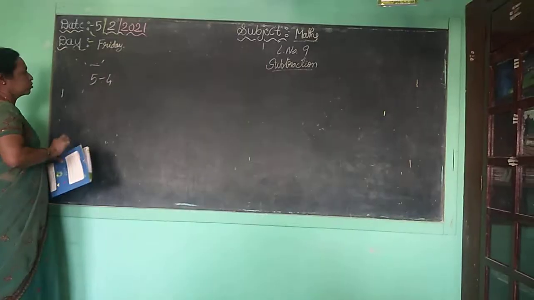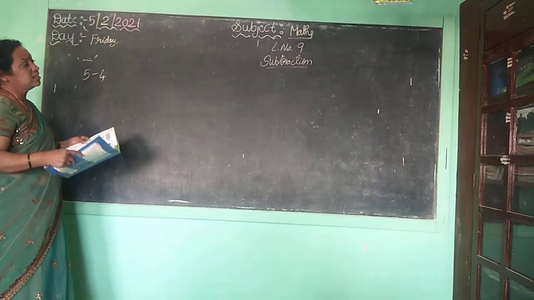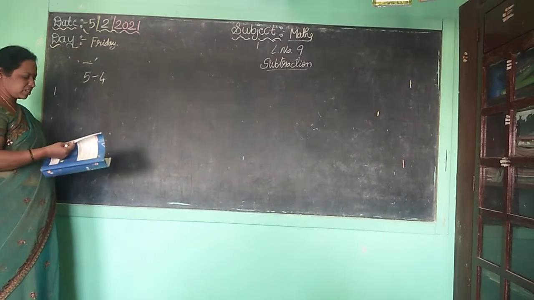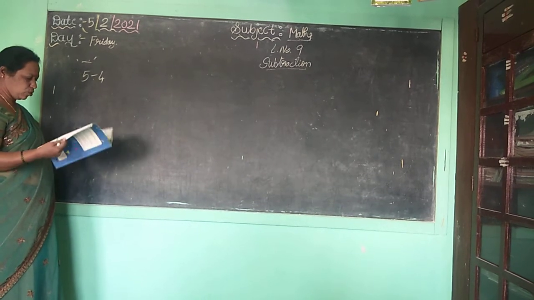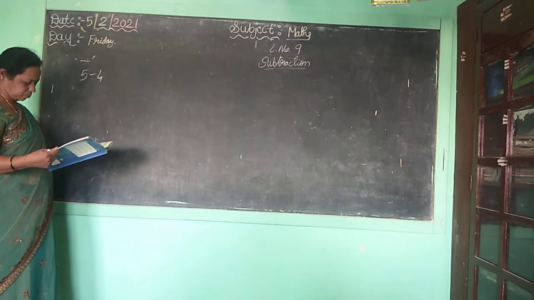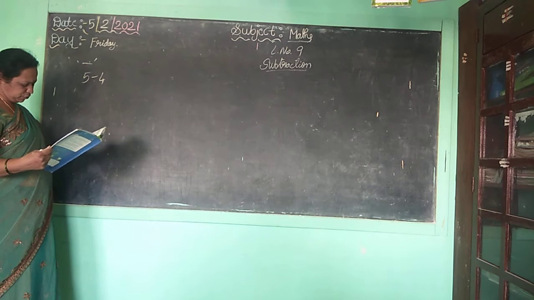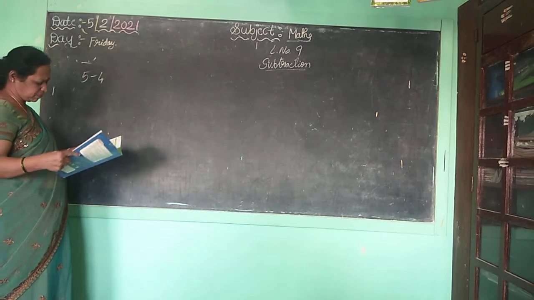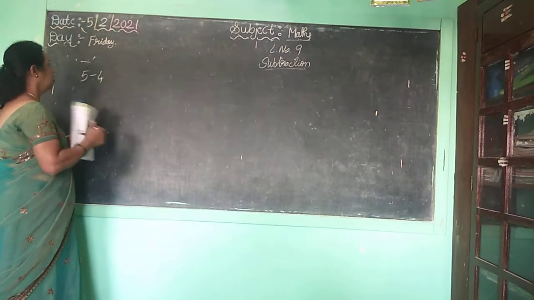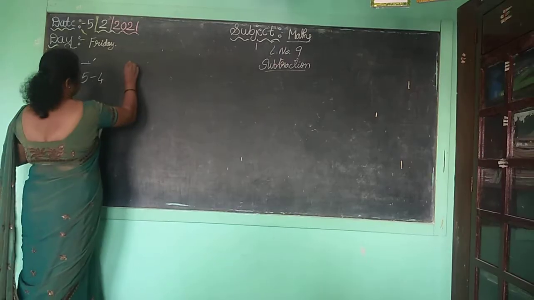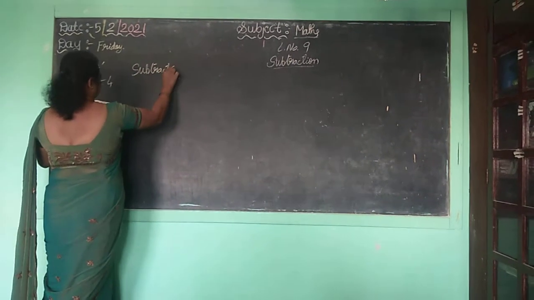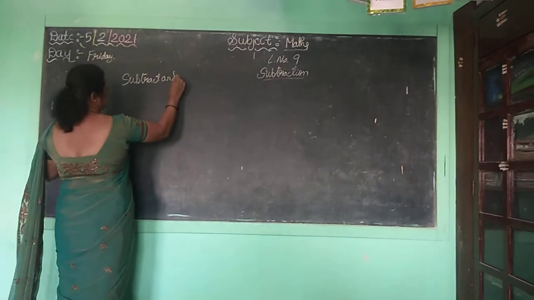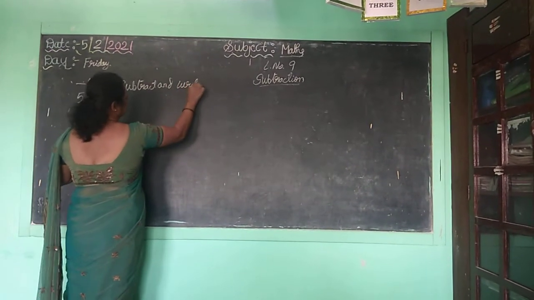Okay children, so today we are going to study the lesson subtraction. Subtraction means taking away the number. So coming to page number 56 in your textbook, children, subtract and write in the box as given. You are already familiar with this. Subtract and write in the box.